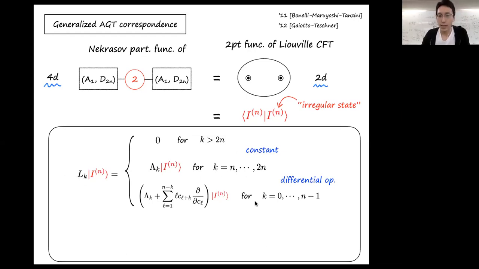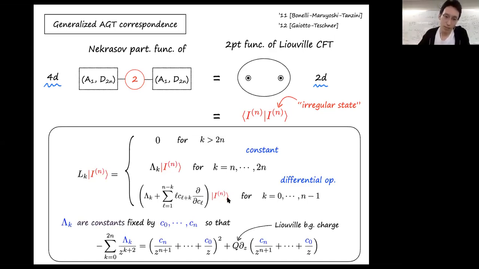And if k is between 0 and n minus 1, then it's not an eigenstate equation. It's a differential equation. So again, I wanted to draw an arrow from here to here. This is a differential operator acting on this. And I guess the question is, what's C? And what's the relation between lambda and C?